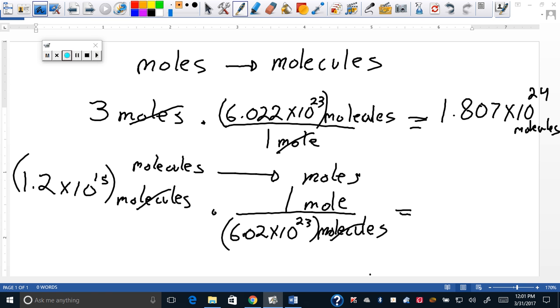Come on, you guys got to get it. I got on my calculator 1.99 times 10 to the what? All right, what times 10 to the negative? 1.99 times 10 to the negative 9 moles.